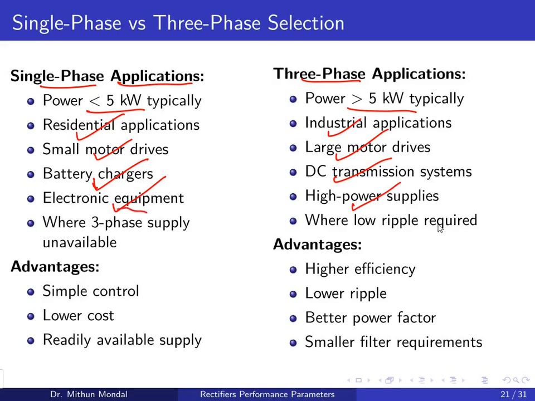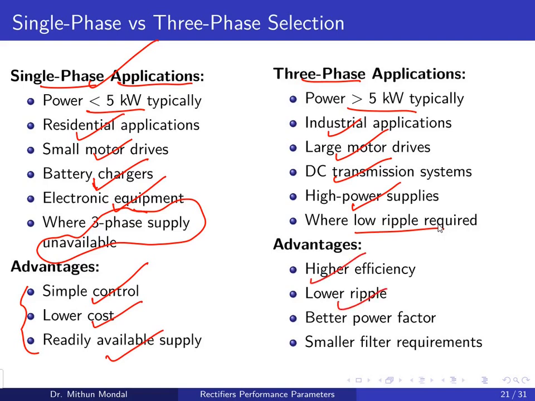Where three phase supply is unavailable, we go with single phase applications, and where we require low ripple, then we require three phase. Single phase has certain advantages like simple control, lower cost, and readily available supply. Three phase will have higher efficiency, lower ripple, better power factor, and smaller filter requirement. So each of single phase and three phase has its own advantages and disadvantages, and they apply for different applications depending upon the power requirement.